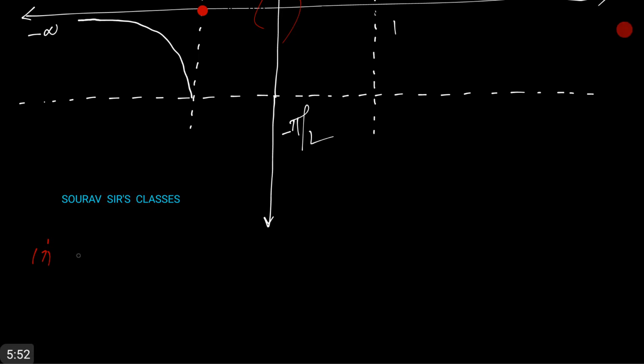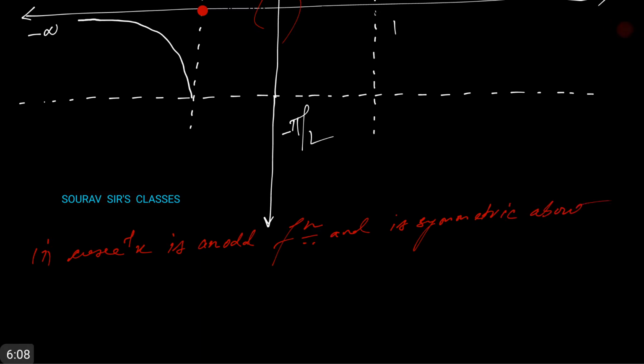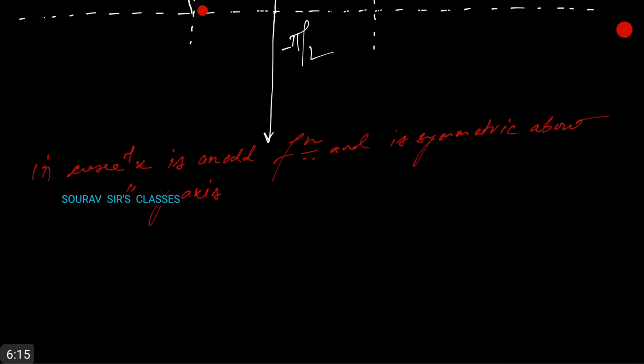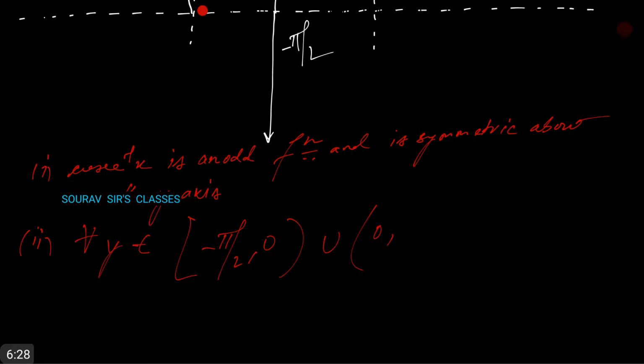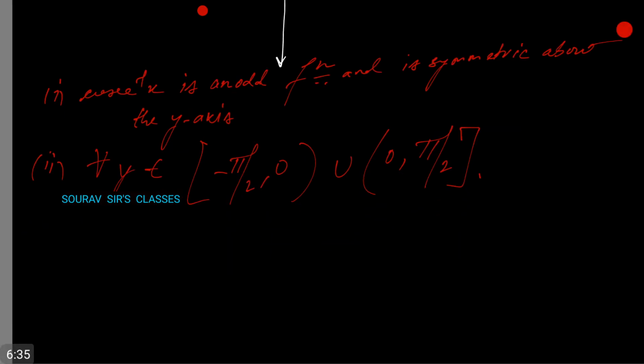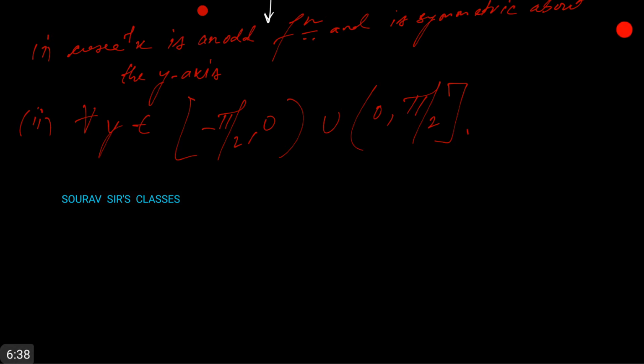Cosec inverse x is an odd function and is symmetric about the origin, and the second point should be the characteristics of the domain and range, which is that this is defined for all y belonging to minus pi by 2 to 0 union 0 to pi by 2.